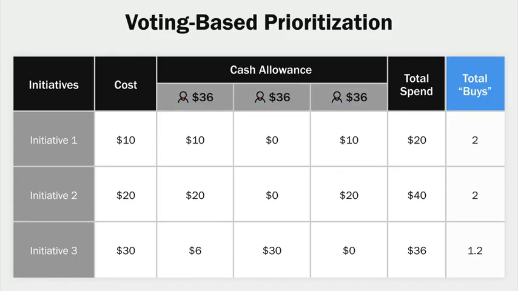After allowing people to discuss and reallocate their budgets, the final purchases are tallied. The most bought initiatives are then prioritized. In this case, assuming no reallocation of funds, Initiatives 1 and 2 were bought most at 2 purchases each, compared to the 1.2 times purchase of Initiative 3. Therefore, Initiatives 1 and 2 would be prioritized.